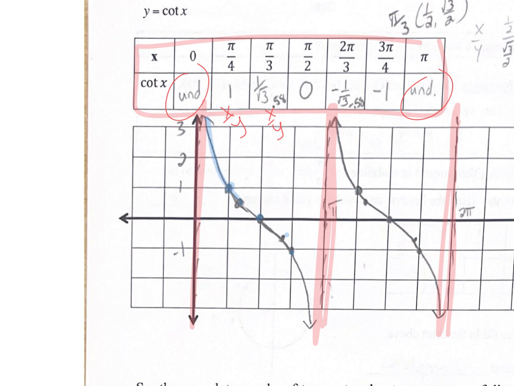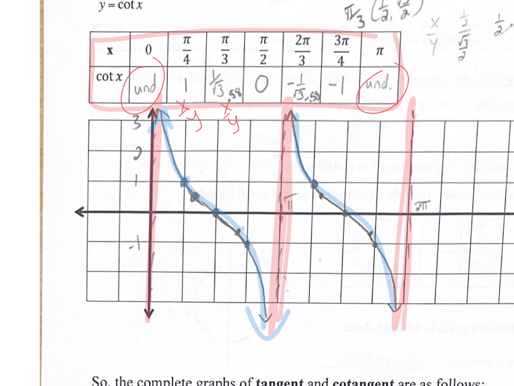And then this is kind of the inverse of the tangent. So tangent went up to the right, down to the left. Cotangent goes down to the right, up to the left. And then again, this would just repeat over and over and over again.